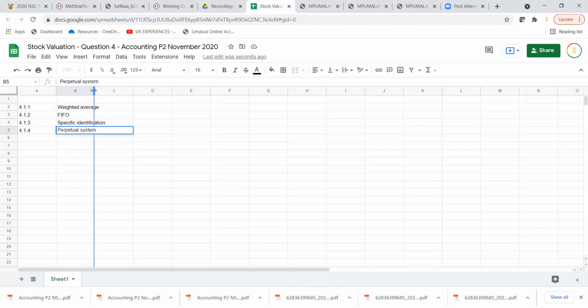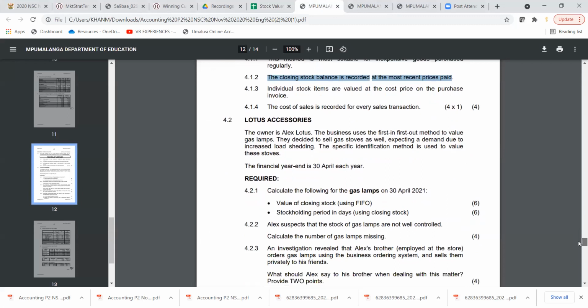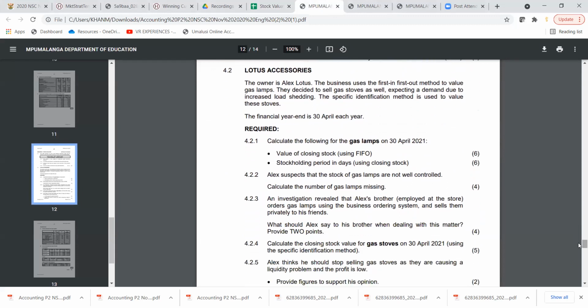Okay, so that's 4.1. Now we can look at 4.2. They say the owner is Alex Lotus. The business uses the first in, first out method to value gas lamps. Here they decided to sell gas stoves as well, expecting a demand due to increased load shedding. The specific identification method is used to value these stoves.